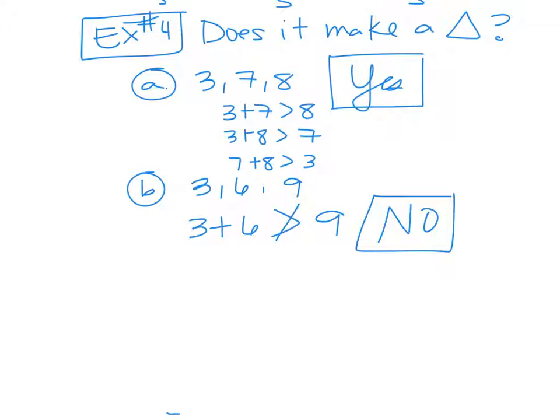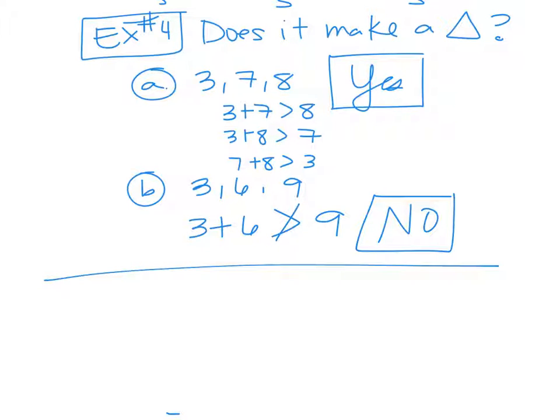Okay? So that's the idea of the triangle inequality theorem. But now what if they only give us 2 lengths and want to know what are the possible lengths for your third side? Well, you can kind of use that same idea to figure it out.